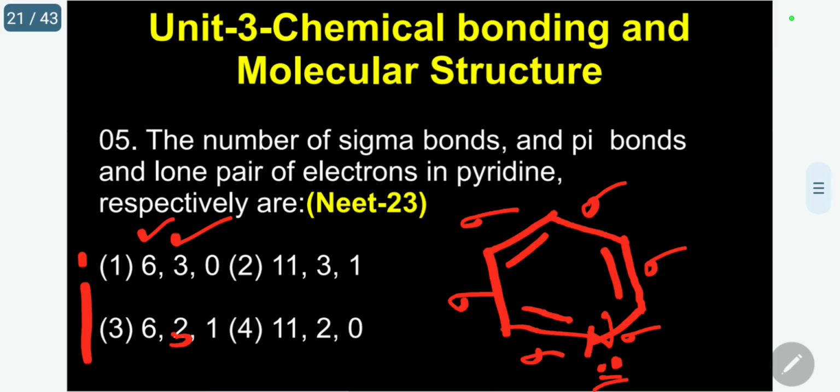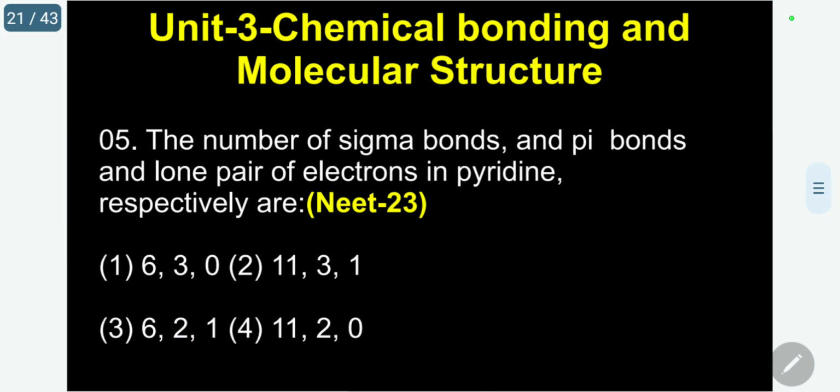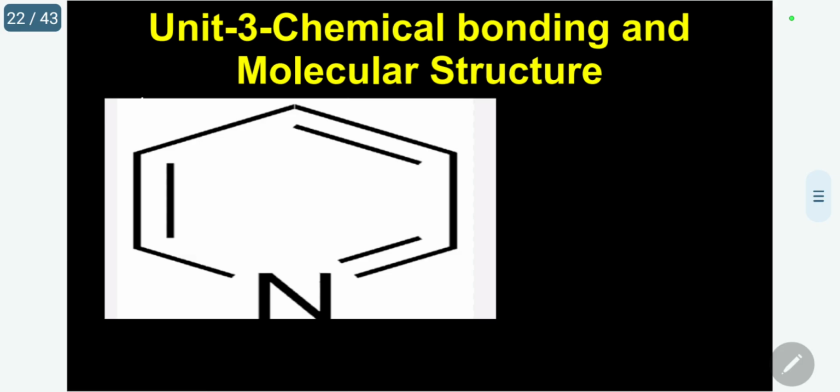Kindly follow. The number of sigma bonds 6, pi bonds and lone pairs of electrons in pyridine are 6, 3, 1. It was typed wrongly in the question as 6, 2, 1; it should be 6, 3, 1. So, let me go for the structure. See, this is the structure.